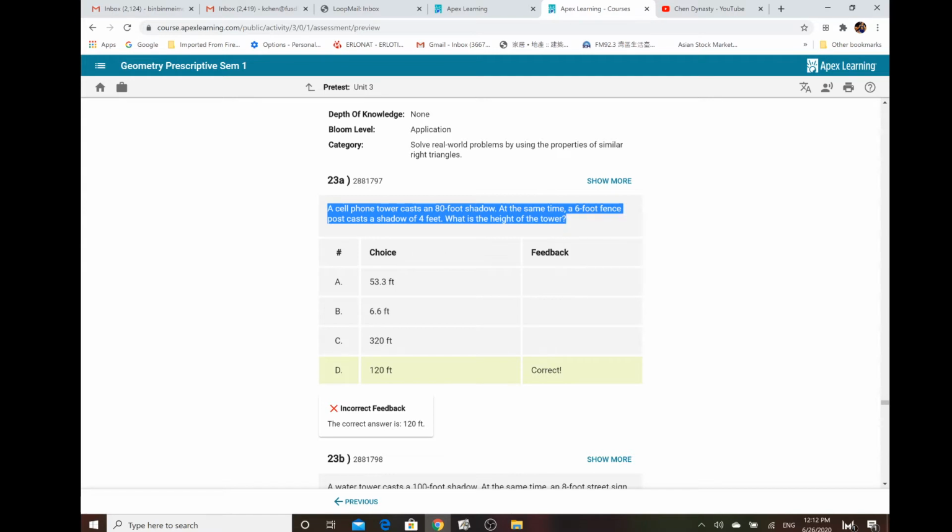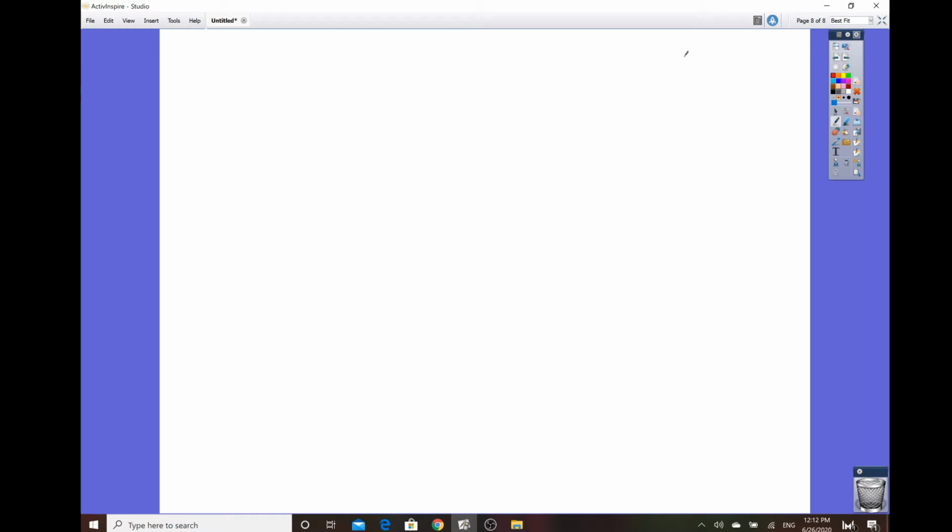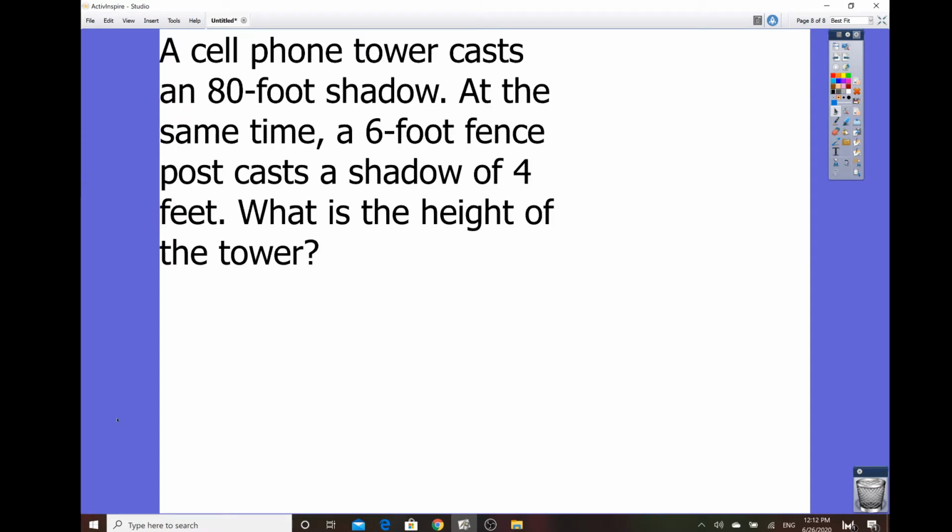Okay, so let me just copy and paste. Once again, two similar right triangles. Anytime you see a word problem like this, the way you read through it, you always want to annotate it. So you want to highlight the key numbers. The tower, we don't know how tall that is, but it casts a shadow of 80 feet. And then the other one is a fence, a 6-foot fence that casts a shadow of 4 feet.